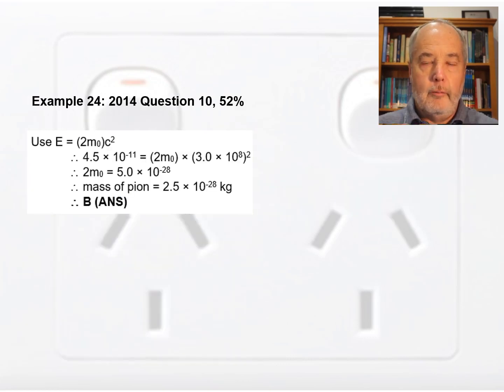Use E is equal to mc squared, but m is the mass of the pion and the antipion. So this is going to give me that the combined mass is 5 by 10 to the minus 28, which means that the mass of the pion must be 2.5 by 10 to the minus 28 kilogram. Therefore, B.